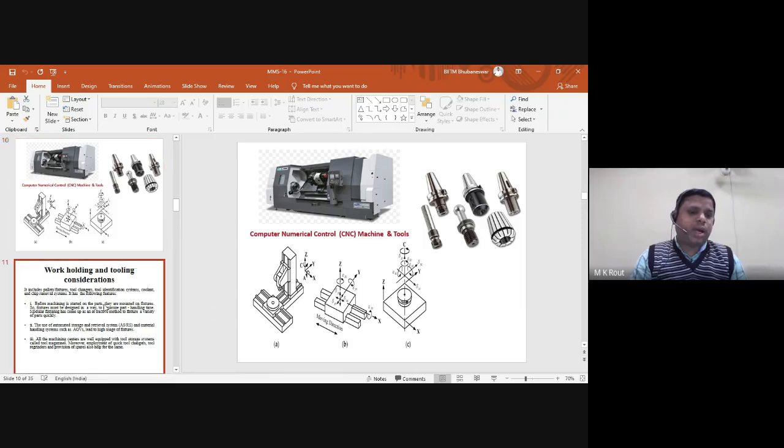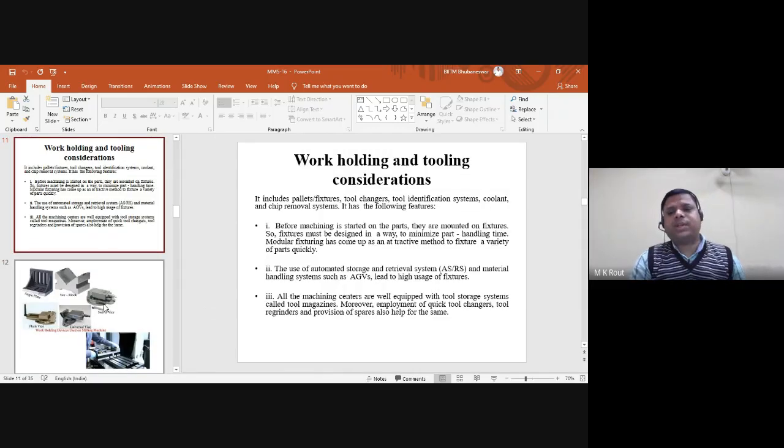The next one is work holding and tooling considerations. Work holding and tooling considerations include pallets in the form of fixtures, tool changers, tool identification system, coolant, and chip removal systems. So it has the following features. The first feature is that before machining starts, the parts are mounted on a fixture.